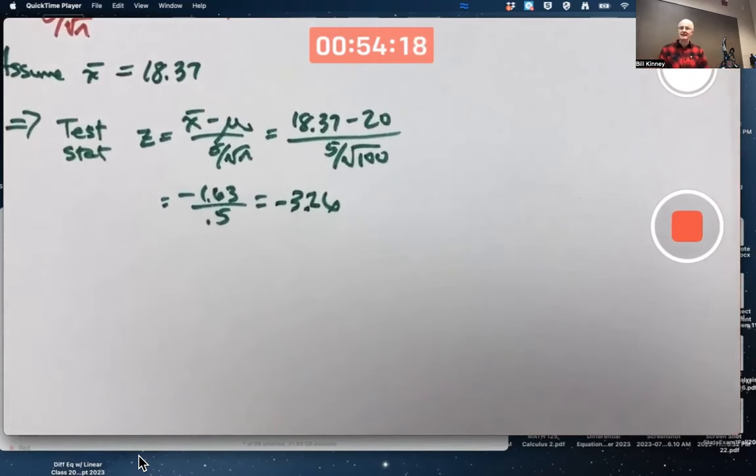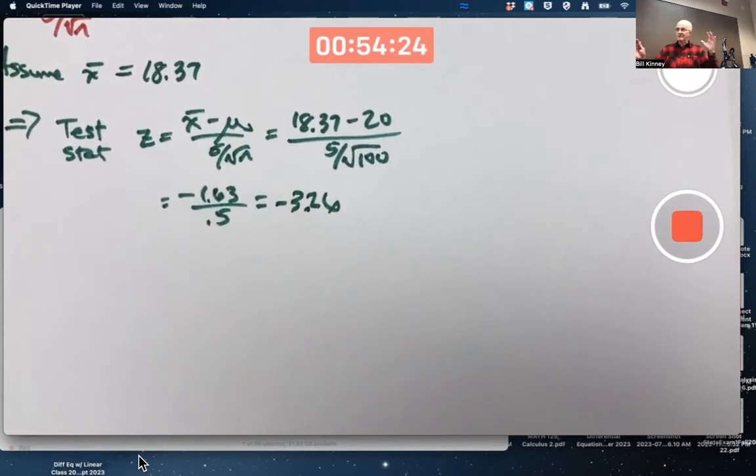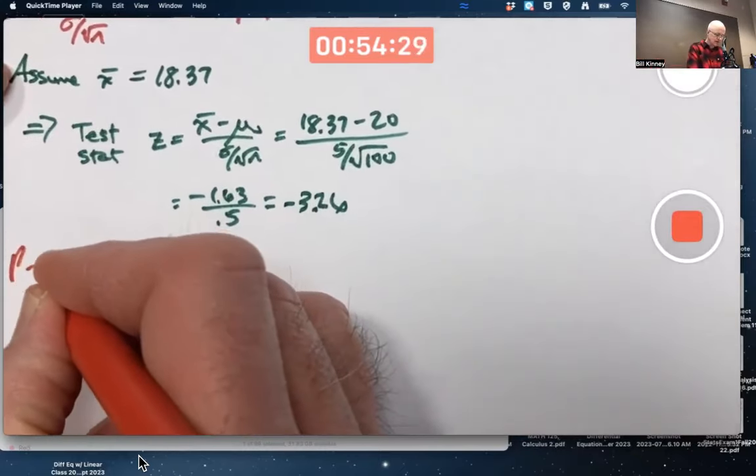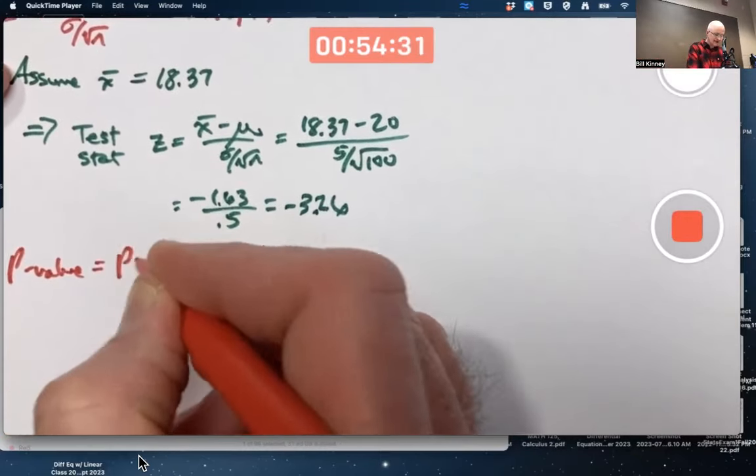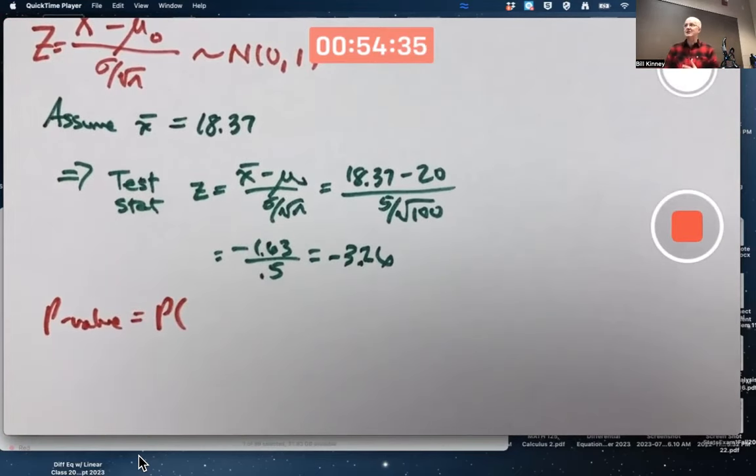What's the p-value of the test? I can compute the p-value without thinking about the rejection region. Just like before, the p-value is, like I said before, the probability of observing a test statistic as extreme or more extreme as what you actually observe when the null is true.